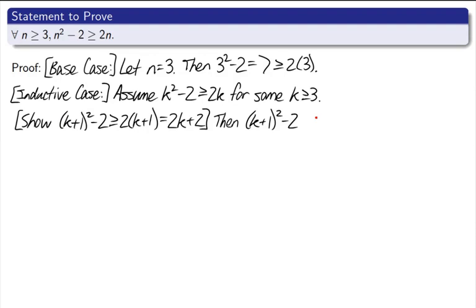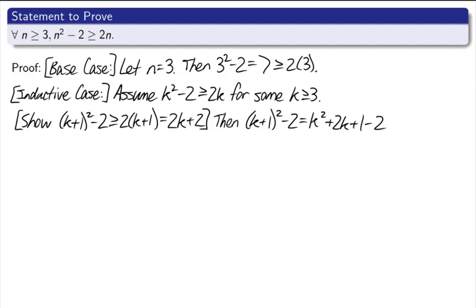Then (k plus 1) squared minus 2 equals, is what we want to do now. Let's simplify it. Well, (k plus 1) squared, if you know your squaring theorem, is k squared plus 2k plus 1, and we've still got a minus 2 outside. Now somehow I need to show that this is greater than or equal to 2k plus 2. And this is the idea.